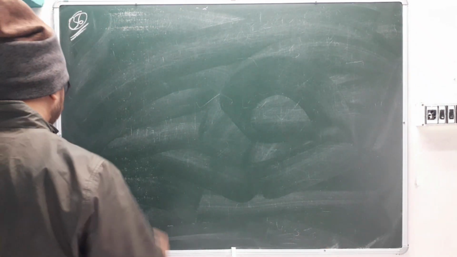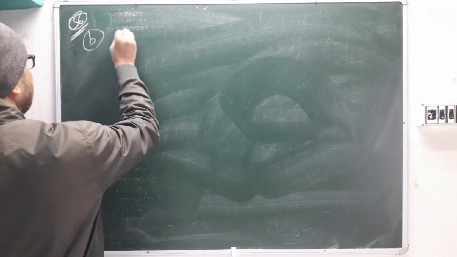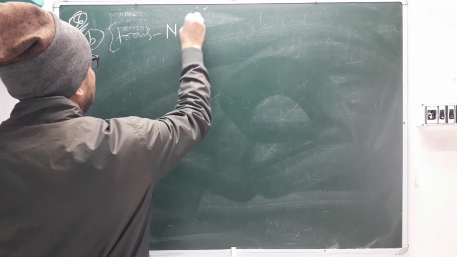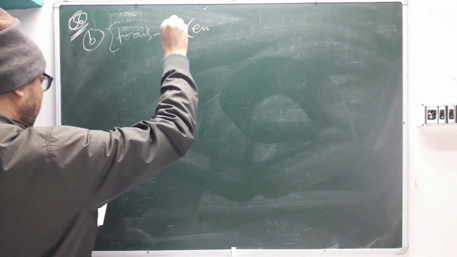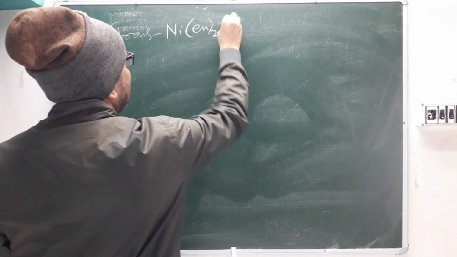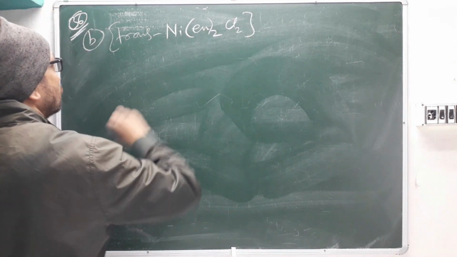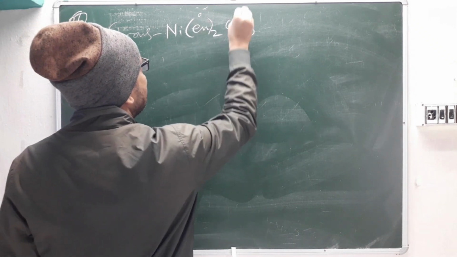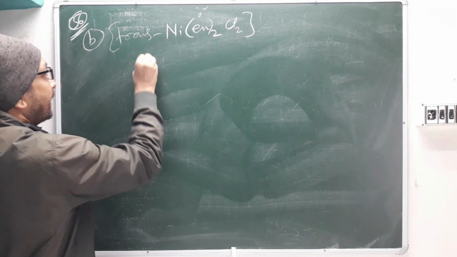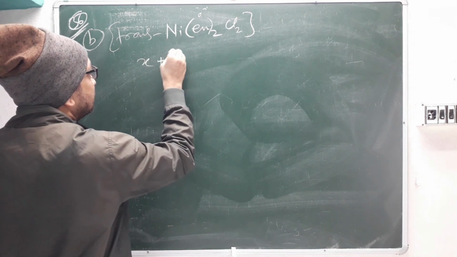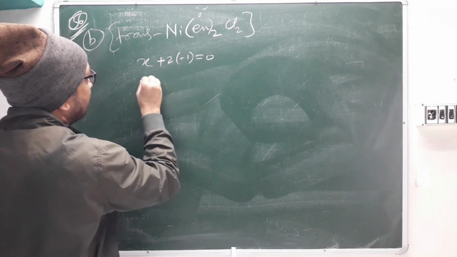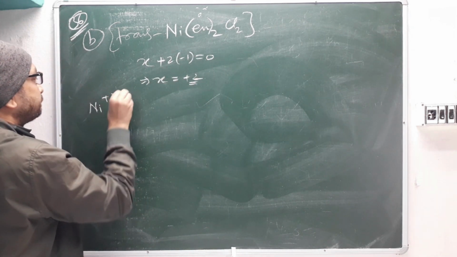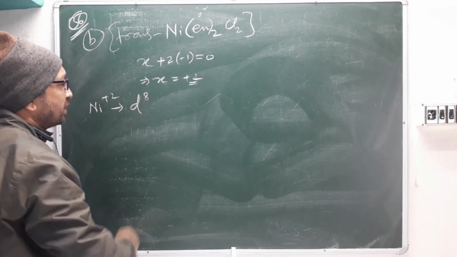So option B, what has it given? It has given trans nickel. I'll just write ethylene diamine, en, and then Cl2. For nickel, first we have to see the oxidation state. This will contribute 0. This will be -1 into 2, so -2. So X plus 2 into -1 equal to 0. Directly we can write X equal to +2. So nickel is in +2 state, so it will be d8 configuration.